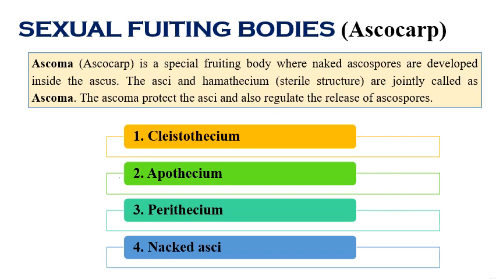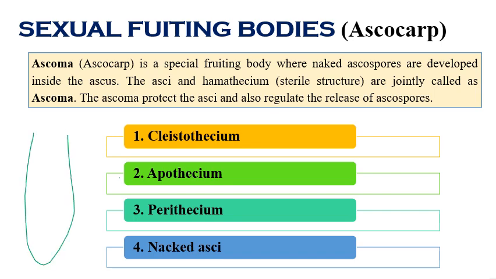Then why this terminology Ascocarp? Because this kind of fruiting body is produced in the group of fungi that is the Ascomycota group of fungi. That's why it's called Ascocarp. Then if it is produced in Basidiomycota, can we call it Basidiocarp? Of course you can call it, but you need to remember something. In the Basidiomycota group of fungi, the spores are produced outside, exogenously.